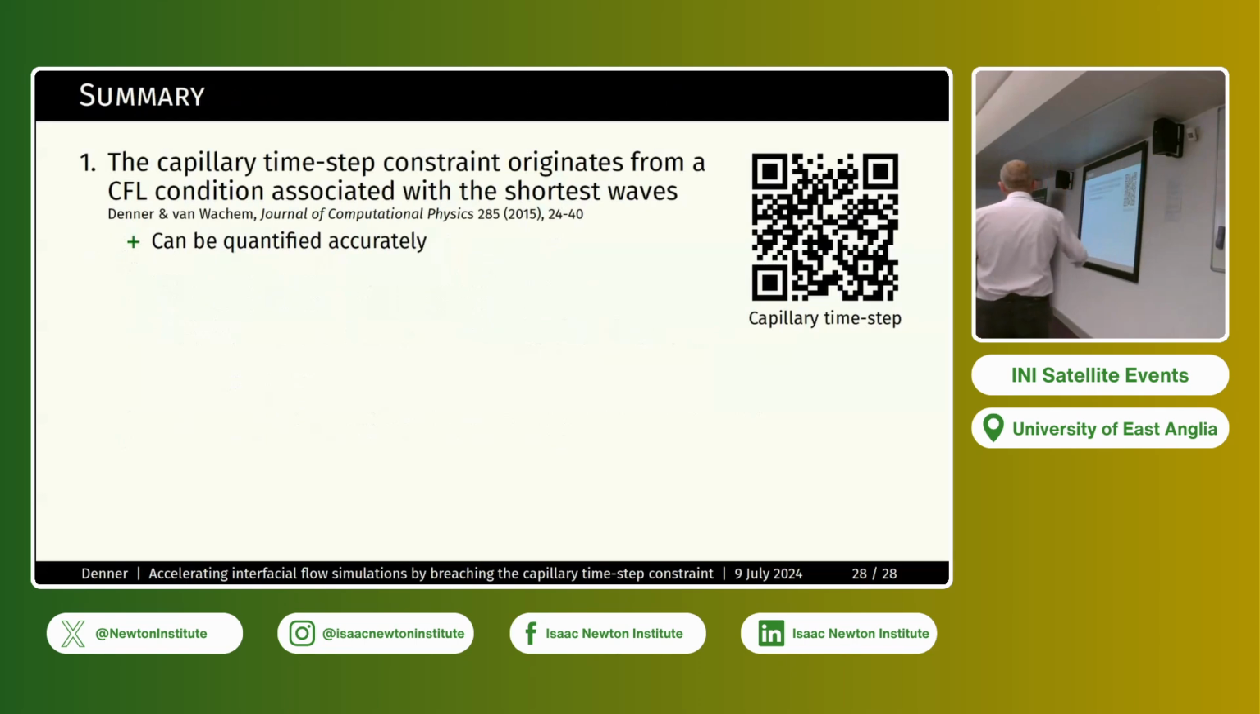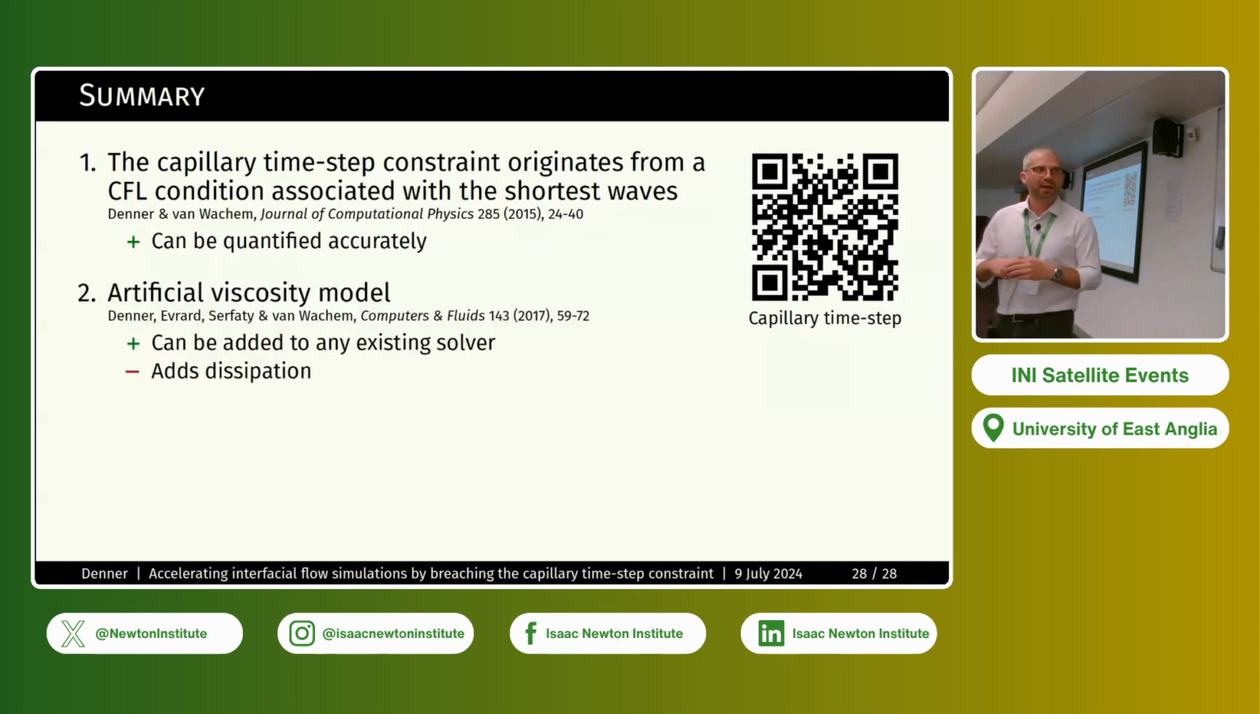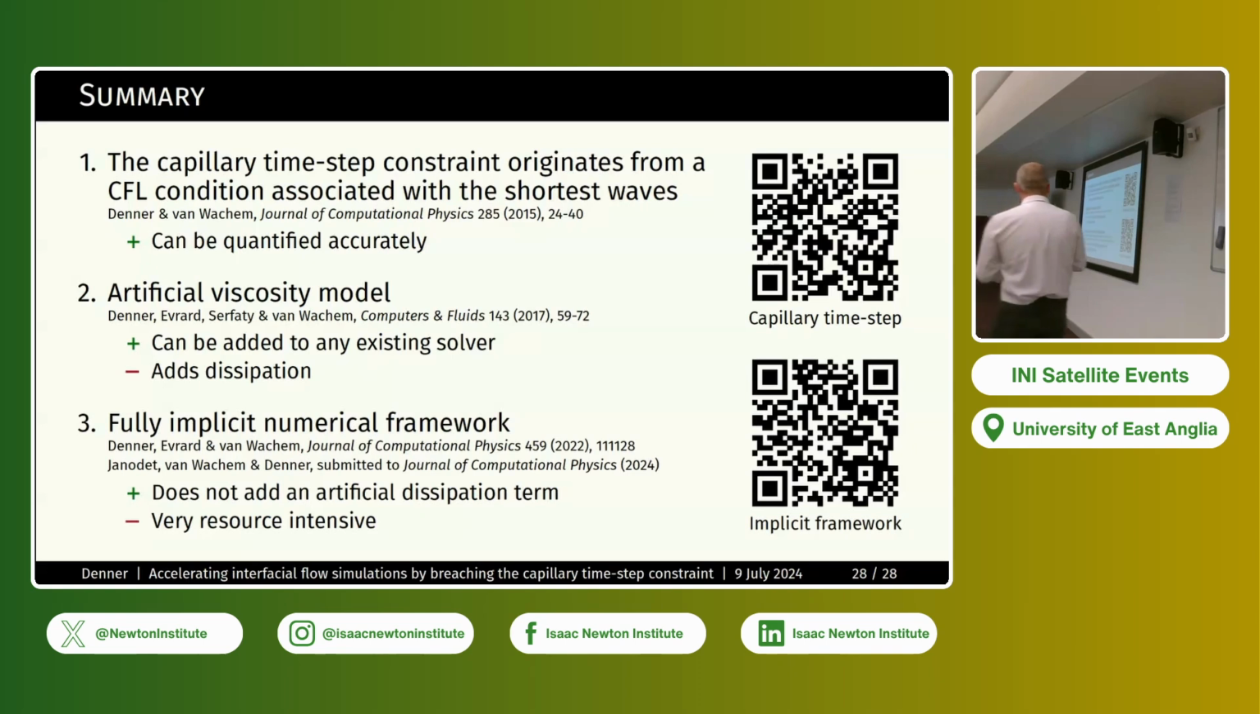So in conclusion, okay, the capillary time step constraint originates from a CFL condition, and we can quantify this accurately, show that it exists. I've showed you briefly an artificial viscosity model. The beautiful thing about this is you can easily implement it in any CFD code. It doesn't take that much work. It adds dissipation. So that's obviously also sort of not an ideal thing. And lastly, we've developed a fully implicit numerical framework that does not add an artificial dissipation term. It's very resource intensive, both in terms of the hardware you're using and also the people who have to implement this. And with this, I'm at the end of my talk. I hope you enjoyed it, and I'm looking forward to your questions.